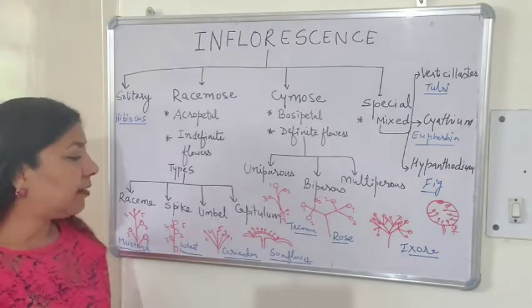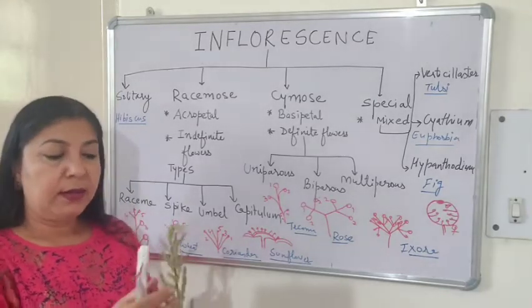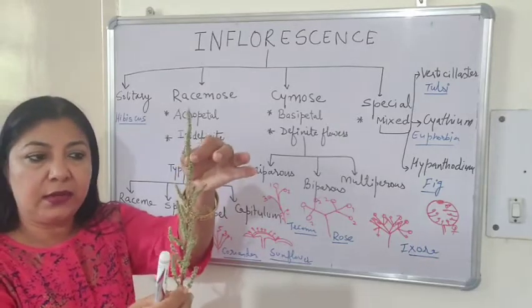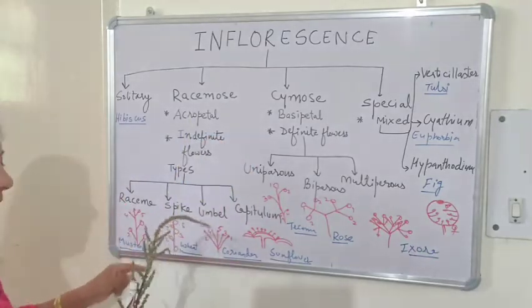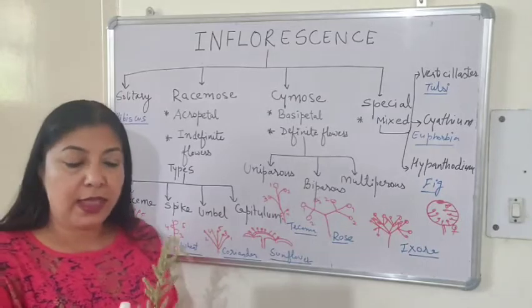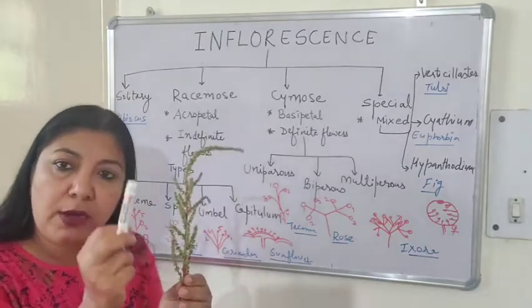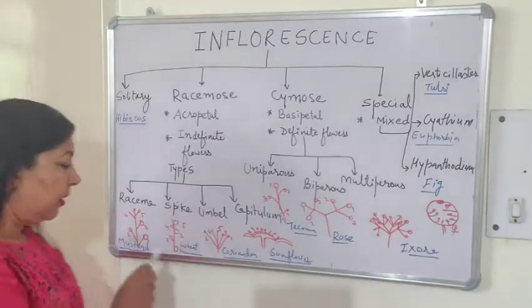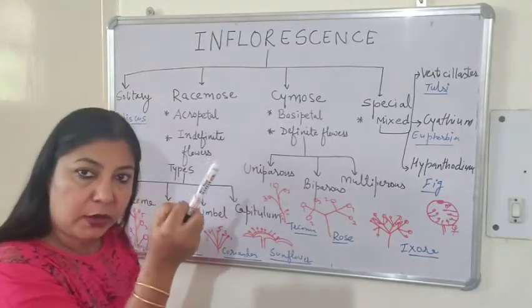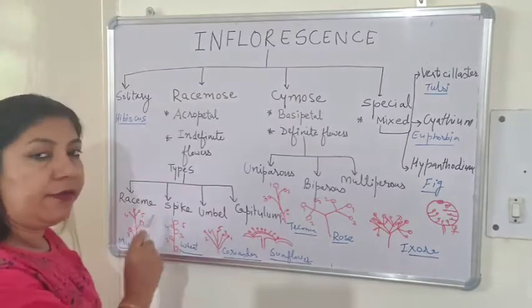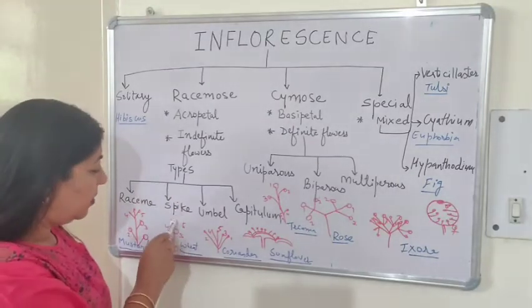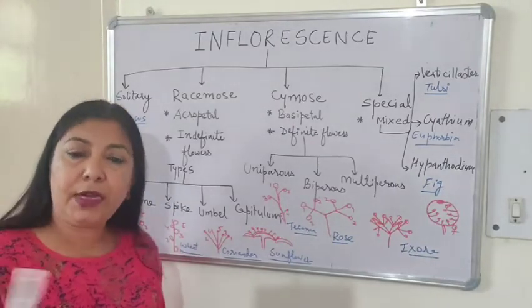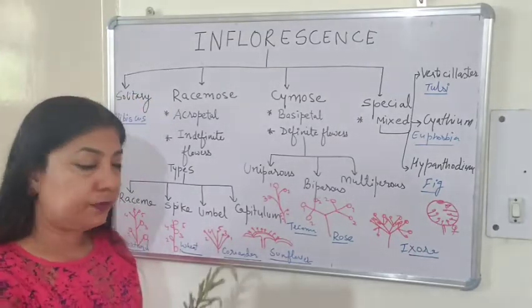Now next is spike. This is also a spike. See, this is almost like this. The only difference is here the flowers do not have stalks. Like in case of wheat, it does not have a stalk. Okay, so sessile flowers are there. But the number of flowers will be indefinite on one spike.